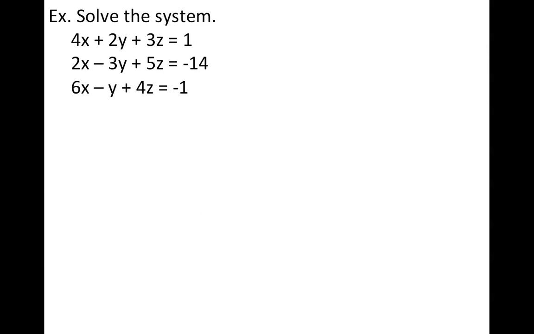Alright, so our first system, 4x plus 2y plus 3z equals 1. That's our first equation. Then we have 2x minus 3y plus 5z equals negative 14. And 6x minus y plus 4z equals negative 1. So we first start off with numbering our equations to keep them organized. So I'll number them 1, 2, and 3.